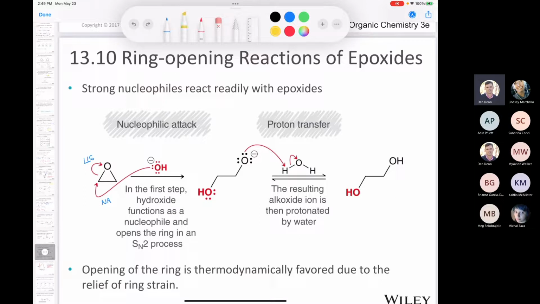Anyhow, if you look at the bottom, it says opening of the ring is thermodynamically favored. Why? Because the whole thing is so strained to begin with. It's ready to crack open. Like I said, like a jack-in-the-box, it's just ready to pop open.